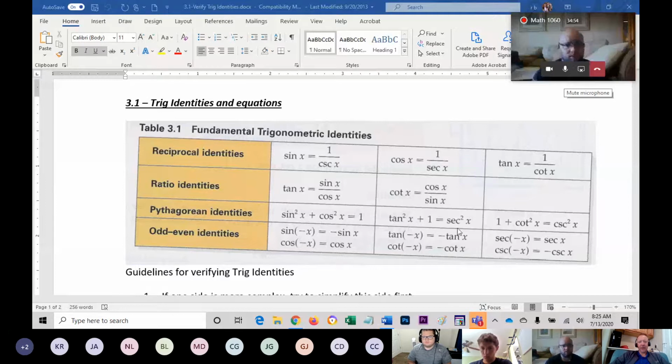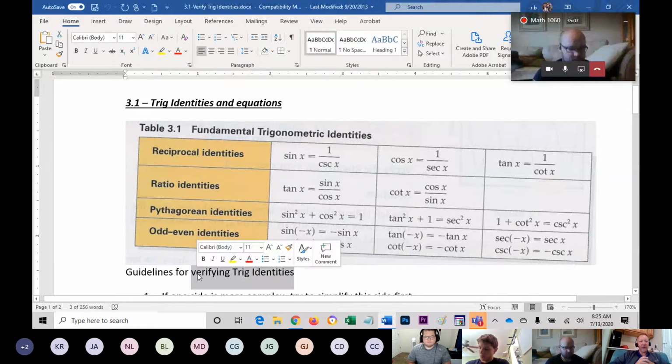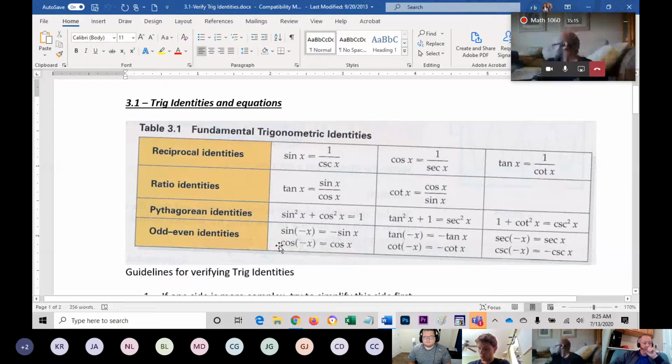The bottom half, this might be new to you, but these you will want to commit to memory, because we're going to be verifying trig identities. Today's quiz or tomorrow's quiz is going to be very hard to write. I don't know how I'm going to do this one, because this is really a lot of show your work.